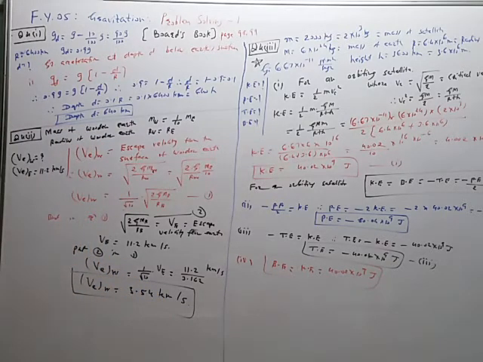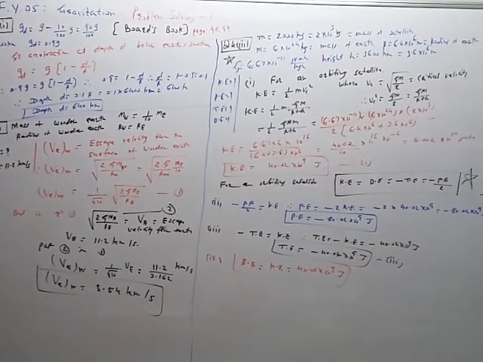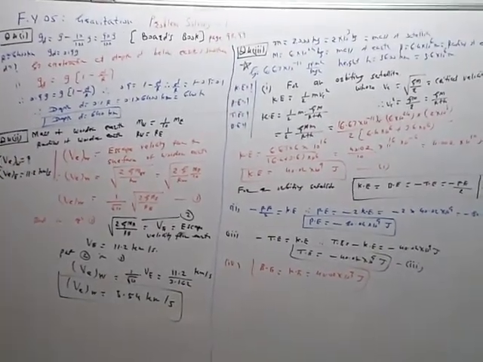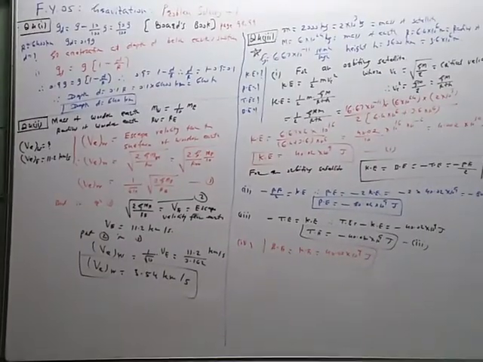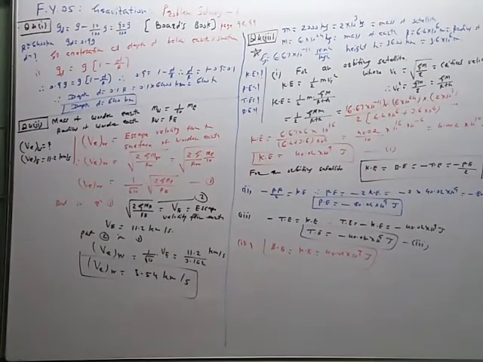So for an orbiting satellite, we know this equation, so we can use this equation directly. Remember this relation: K is equal to B is equal to minus T is equal to minus P by 2. For an orbiting satellite, this is the equation between the four types of energy associated with the orbital motion of the satellite.